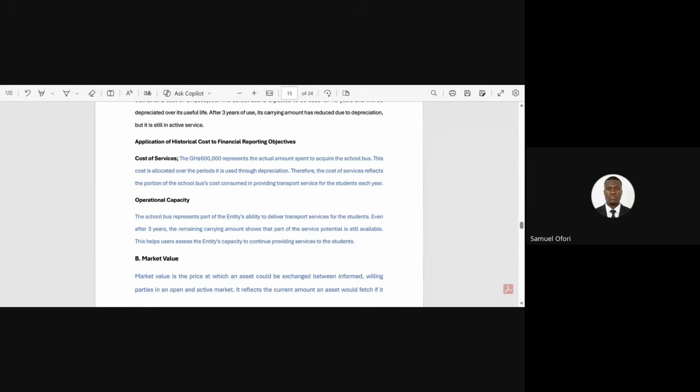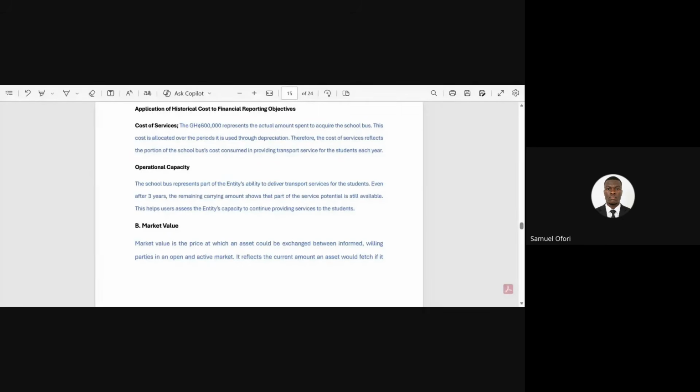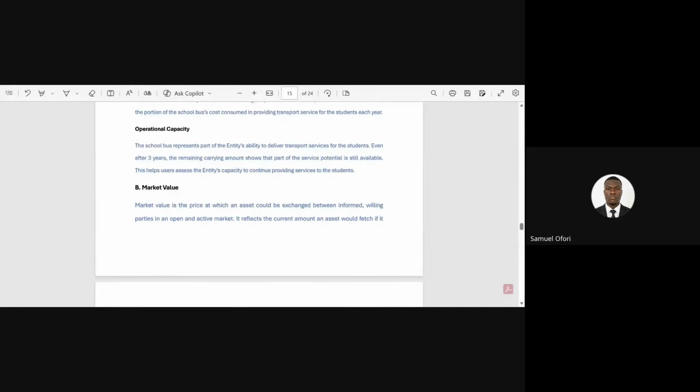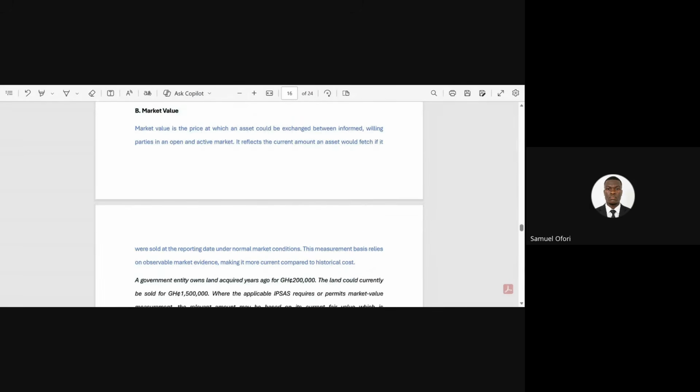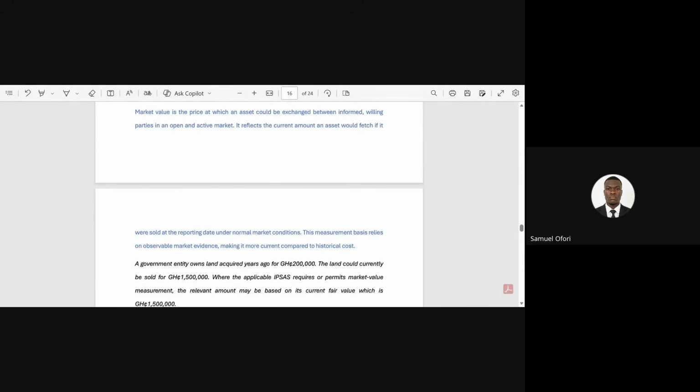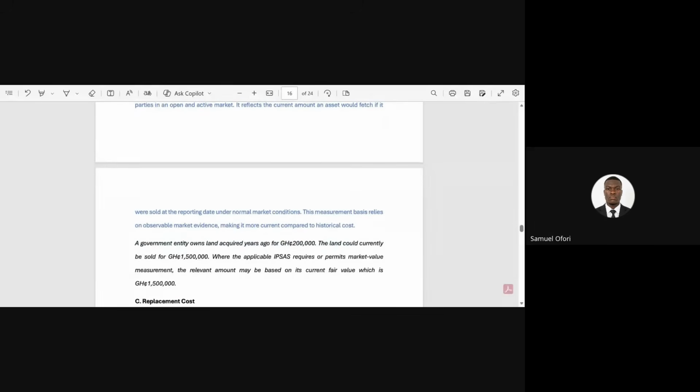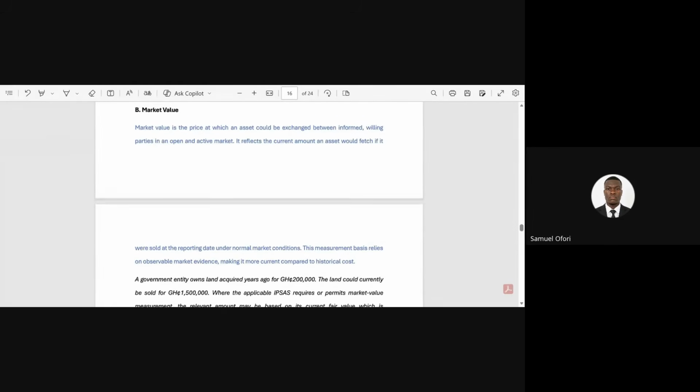Now let's look at the market value. The market value is the price at which an asset could be exchanged between informed, willing parties in an open market, or no active market. It reflects the current amount an asset could fetch if it was to be sold at the reporting date under normal market conditions. For example, you acquired a land, or a government acquired a land years ago for 200,000. The land currently can be sold at 1.5 million. So the current value will go to 1.5 million. So that's what the market value talks about.